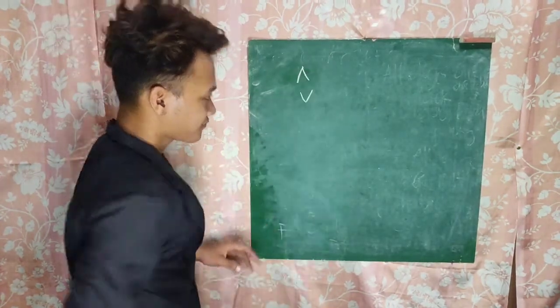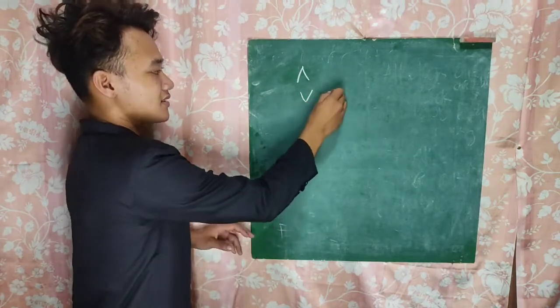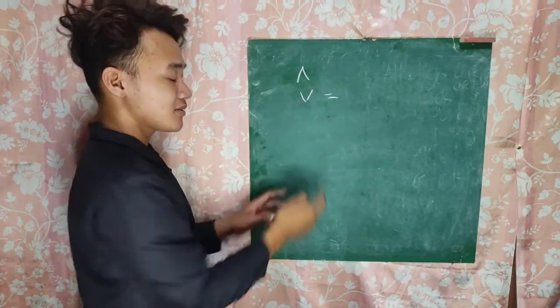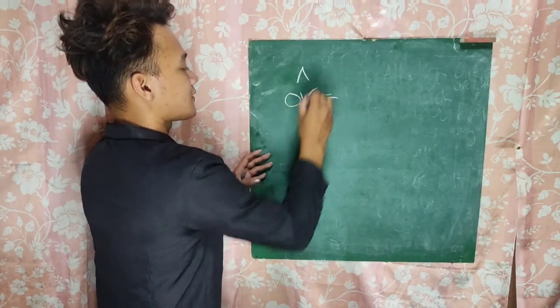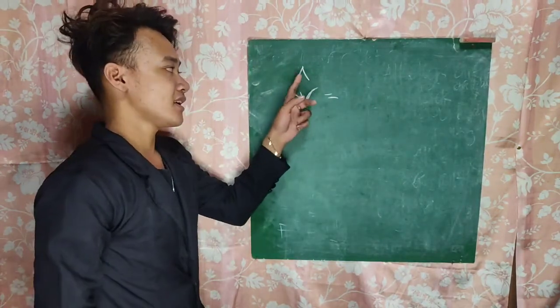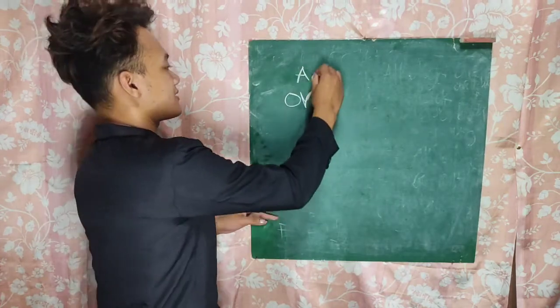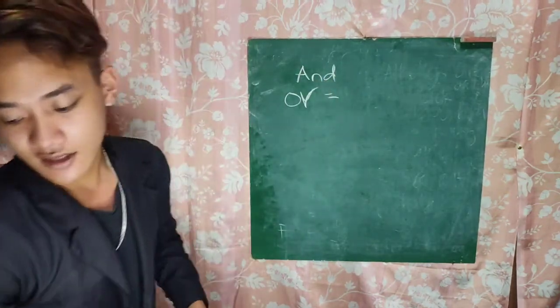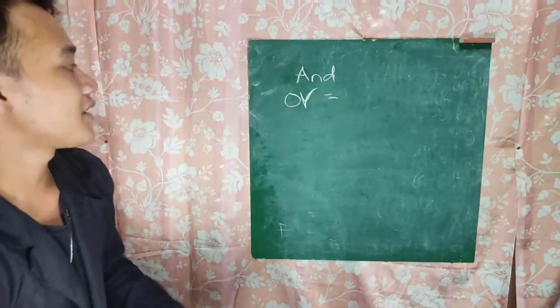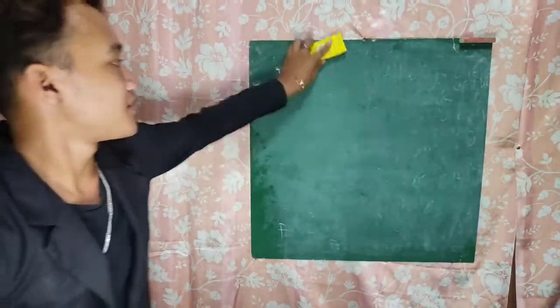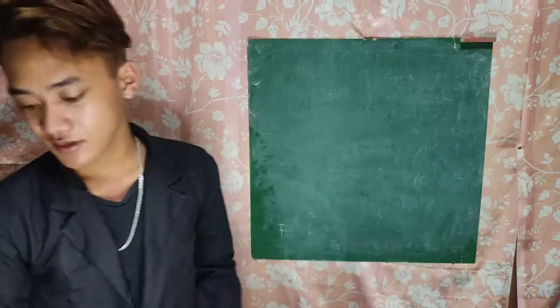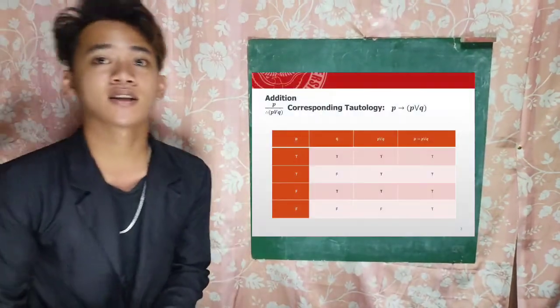If it looks like this, then that is "or", and if it is like this, then that is "and". That's how you determine the "and" and "or", guys. So let's go back to the topic.